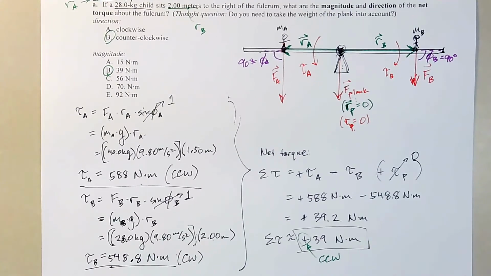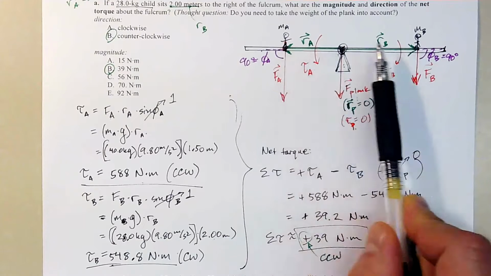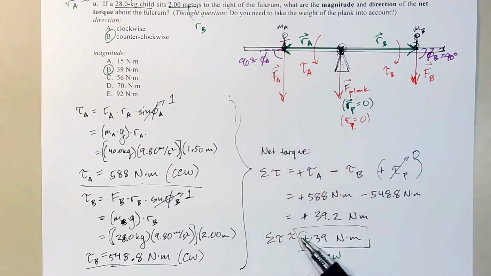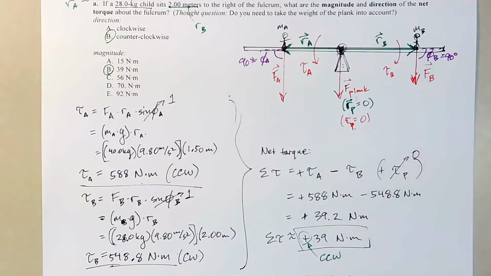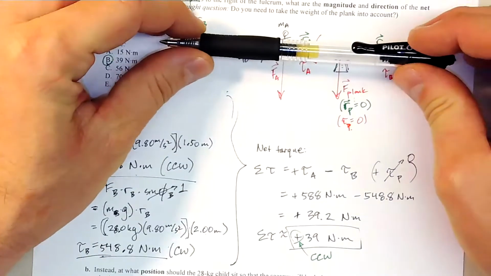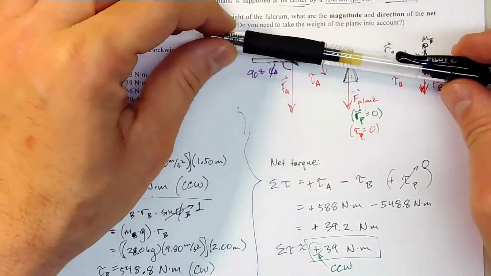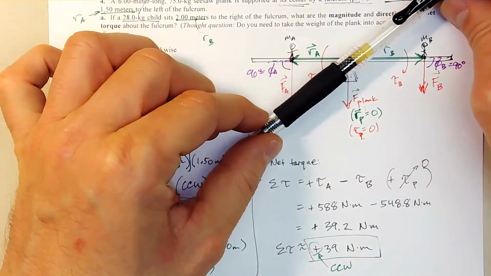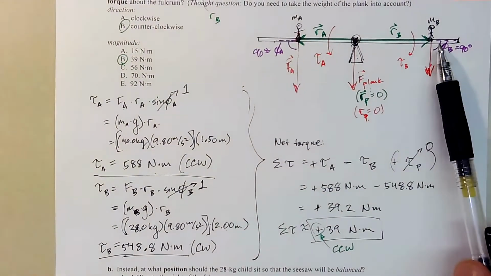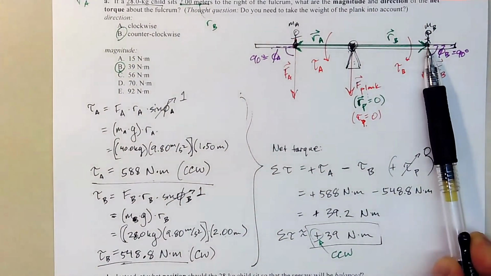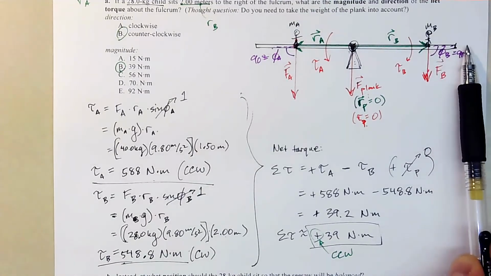Well, let's think about it qualitatively first. We know that in their current configuration, the system has a net torque in the counterclockwise direction. So the entire system wants to swivel that way about the fulcrum. So we can increase the torque that child B exerts to make that clockwise torque bigger by moving child B farther from the fulcrum.